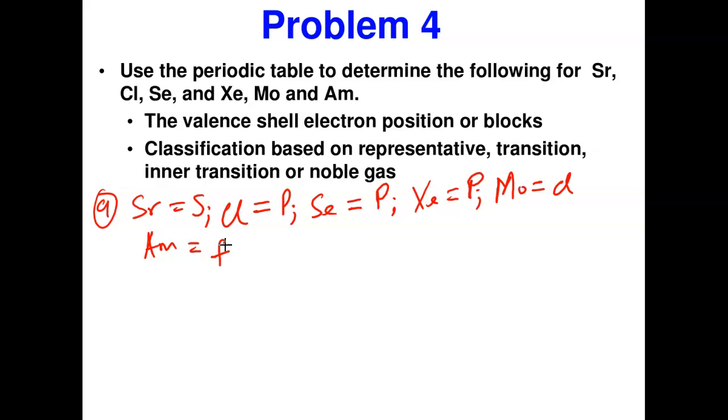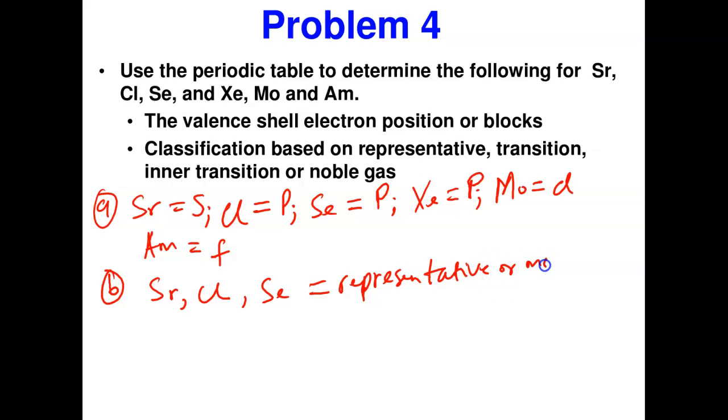And then we do the last one, the second part, which is B. It says classification based on the representative, transition, inner transition, and noble gas. So let's see. Now the first one we're going to see there is that, let me try to put those ones that are representative. Strontium is a representative of the main group. So strontium, chlorine, selenium are all representative, or we call them the main group.